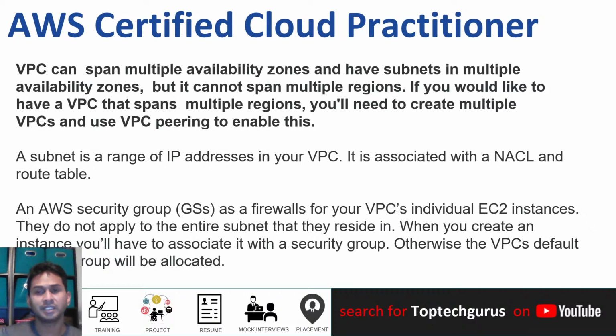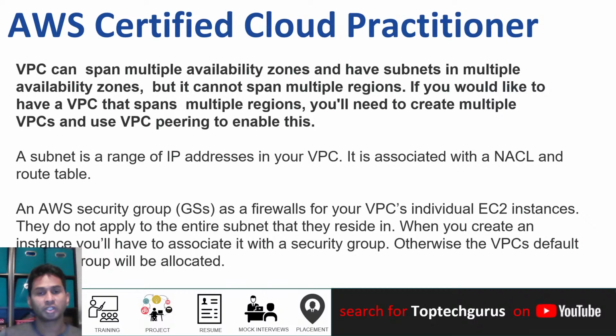Each subnet is associated with two things. One is the network access control list, and the other is the route table. Any subnet you define, when you define it, you'll have to define the range of IP addresses, and then you'll have to associate it with the network access control list and with the route table. So you'll have to define those two things.